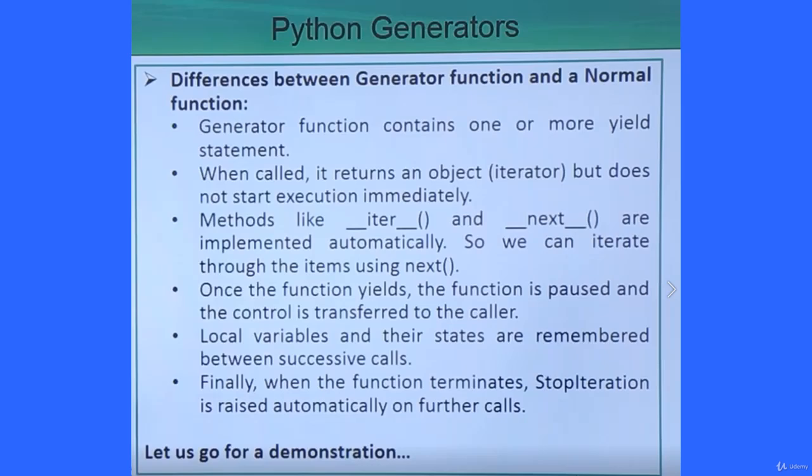There is a __next__ method, and we can directly use this next function. Once the function yields, the function is paused and the control is transferred to the caller. Local variables and their states are remembered between successive calls. Finally, when the function terminates, StopIteration is raised automatically on further calling. So, here you see, in the case of generators, we have one very special statement known as the yield statement, which will accumulate all the respective values obtained from these iterations.